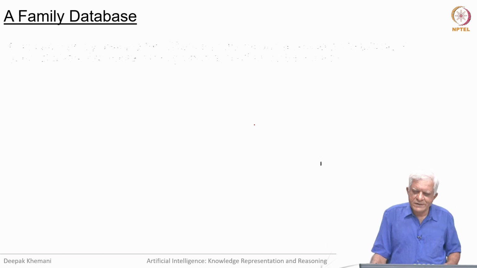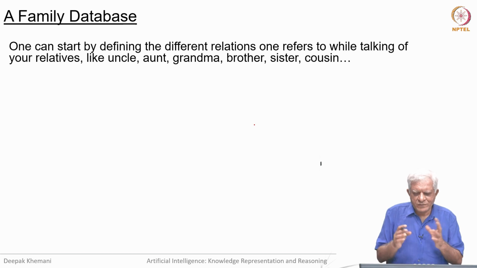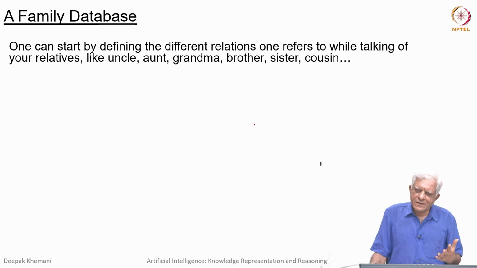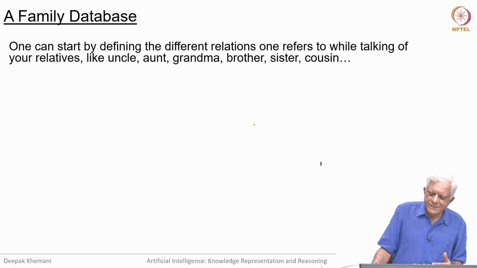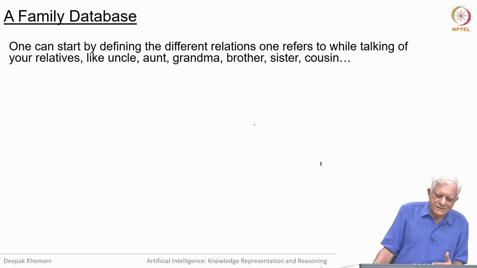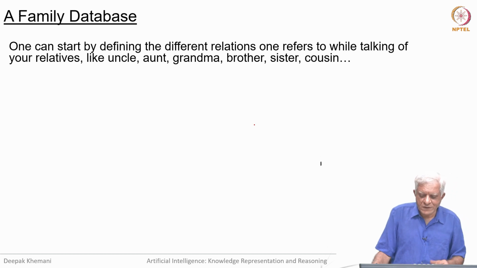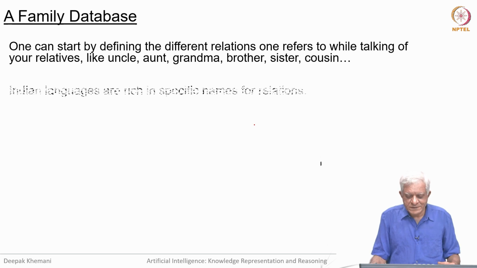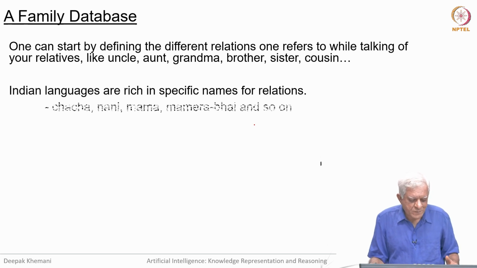So, let us talk about how, if you wanted to create a database of your family which told you how someone is related to somebody else, we could build that essentially. So, you have relatives like uncle, aunt, grandma, brother, sister, cousin and so on. How can we go around representing such knowledge or such information?